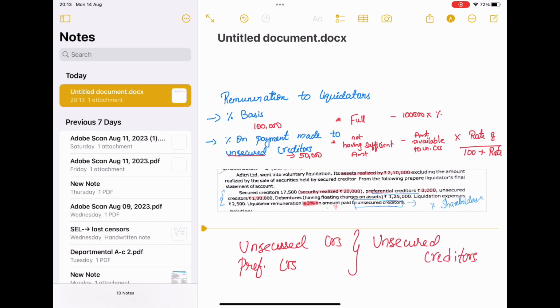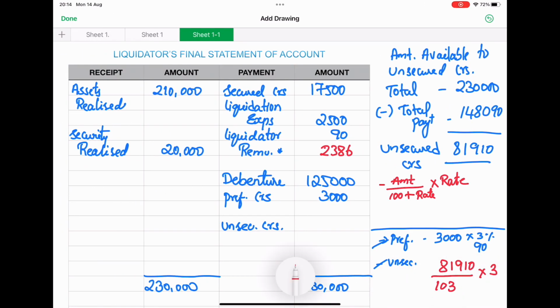If in the question they have not mentioned preferential creditors, we can skip it. If they have given it, we have to calculate it directly. For example, in this question they have given 3,000, and the percentage mentioned is 3%. Into 3%, we are going to get 90. This 90 rupees is also included in liquidators remuneration. Have a clear idea about the concept. Okay, so this amount is also deducted, and this is how we are going to solve.